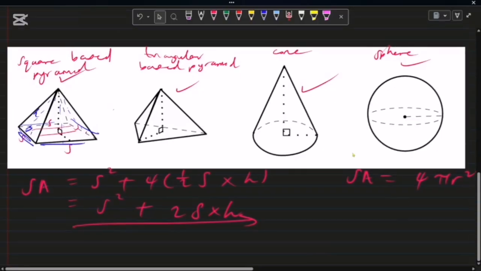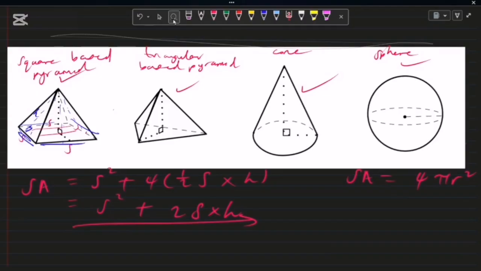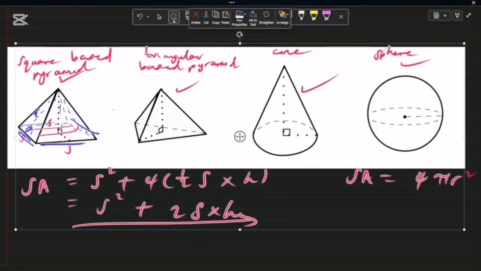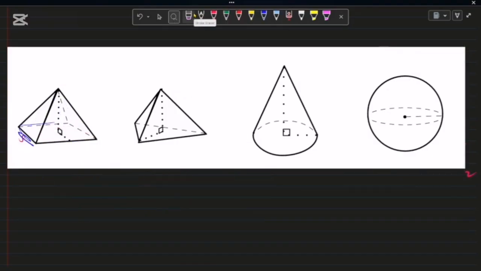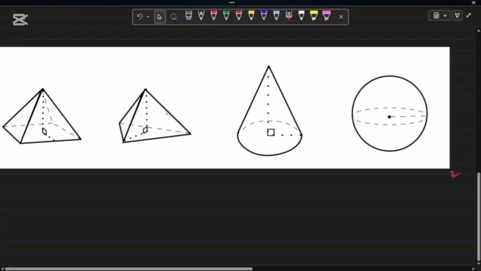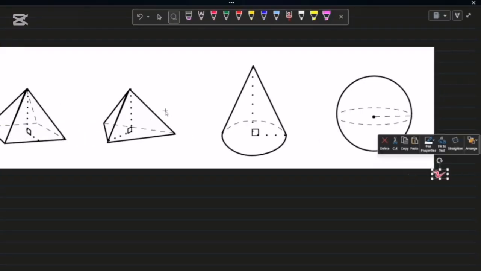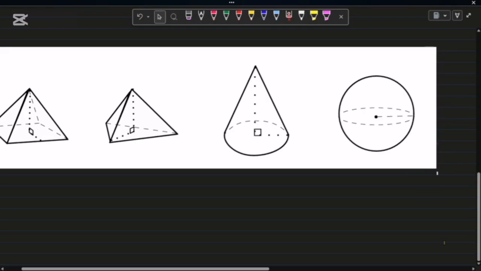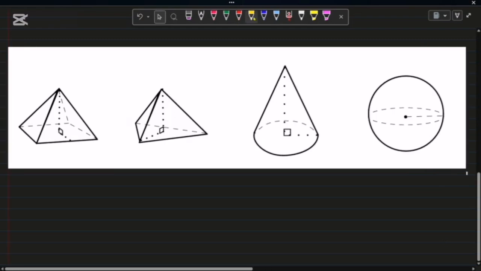Okay, now let's talk about volume. Let's just move this, and then let's remove that, and let's remove that. Right, and then let's continue.